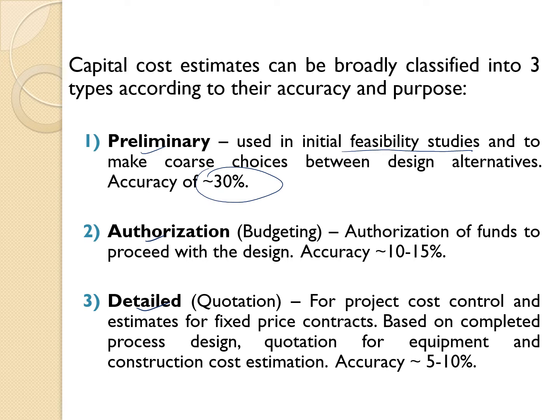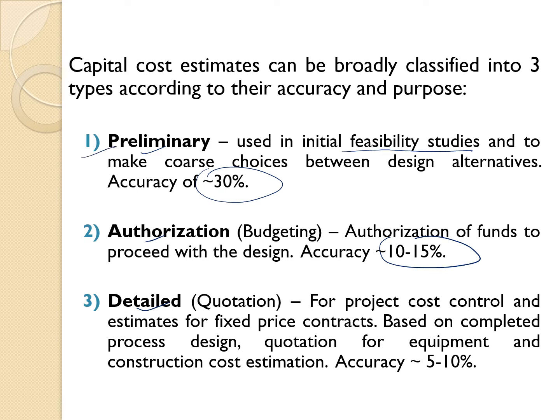For the authorization, also known as budgeting, this is the authorization of funds to proceed with the design. At this part, we need to start doing budgeting. Normally the accuracy is around 10 to 15%. We can see that the estimation is tighter as compared to the preliminary.